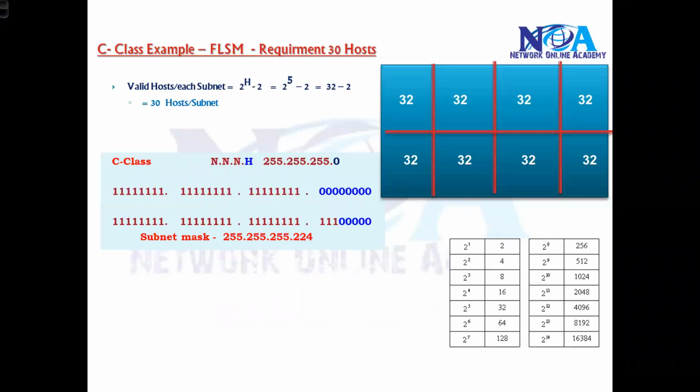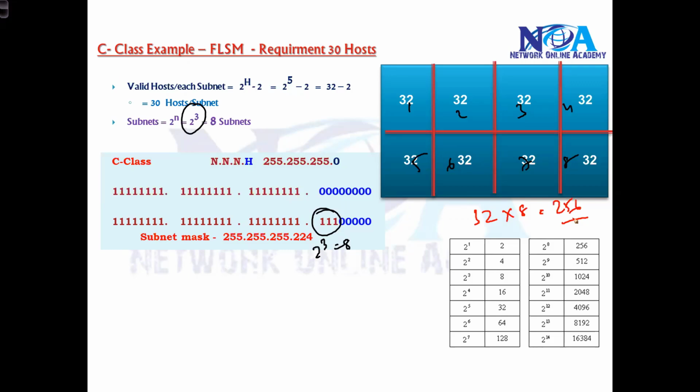Based on this, how many valid host addresses? If I ask you how many valid addresses, the valid addresses are 30, because I get the size of 32, but I cannot use two addresses, one for the network ID and one for the broadcast ID. So the maximum hosts I can connect is 30. And if I ask how many subnets we can divide into, that will be based on the converted bits. We are converting 3 bits, 2 to the power of 3, 8. You can see 1, 2, 3, 4, 5, 6, 7, 8. So 32 into 8 becomes 256. Because in a C class we get 256 addresses, and if I divide each network with 32 hosts, then I get 8 networks or 8 subnets.